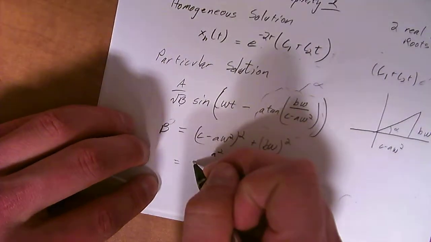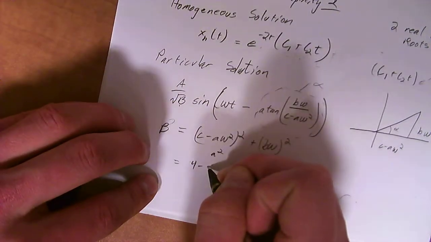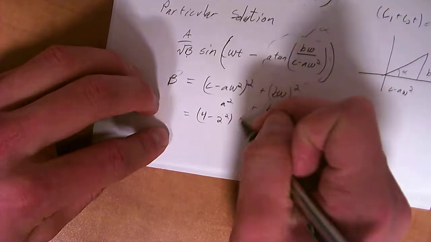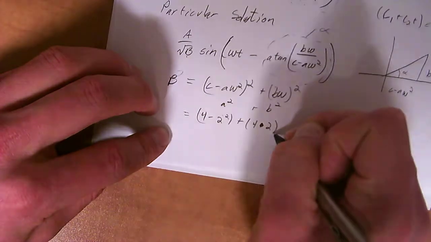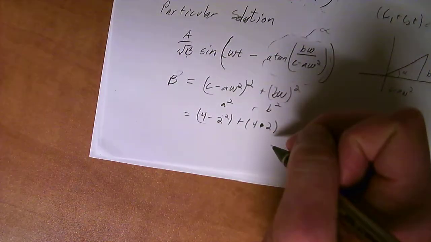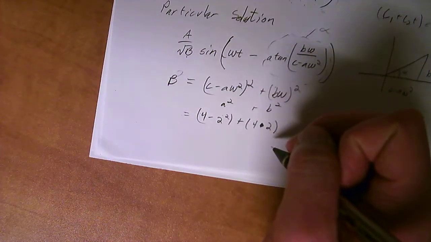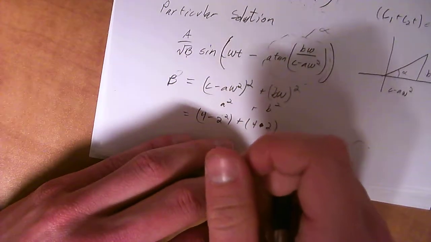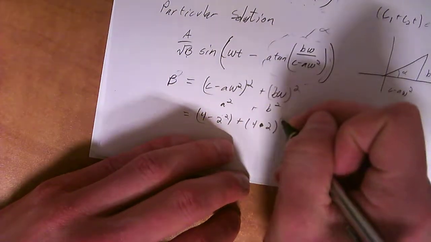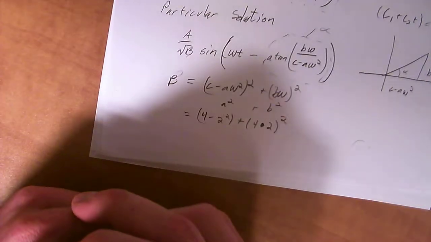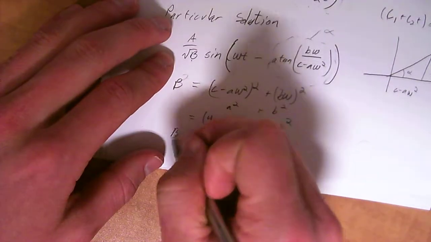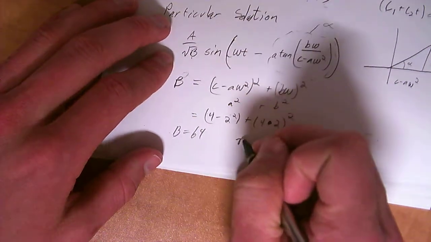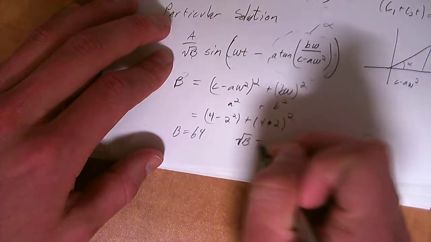You get (4 minus 1 times 2 squared) plus, no, times 2. Hang on here. 64 plus, yes, (4 times 2), yes, squared. Okay. So, solving this out, you should get b is equal to 64. So then the square root of b is equal to 8.